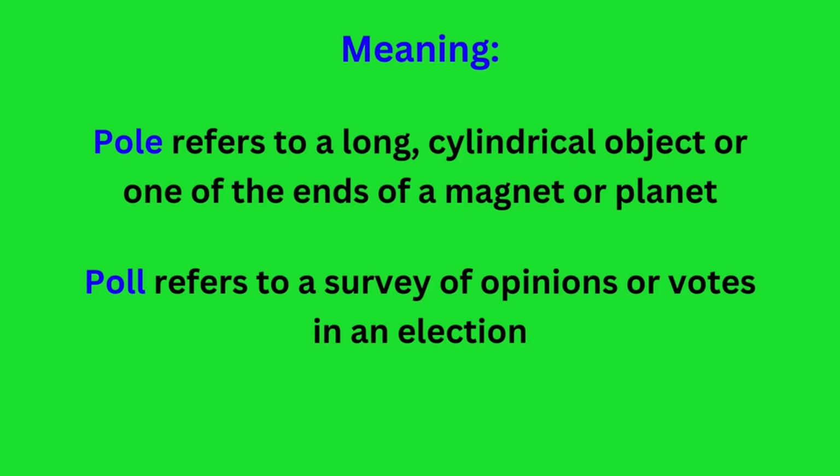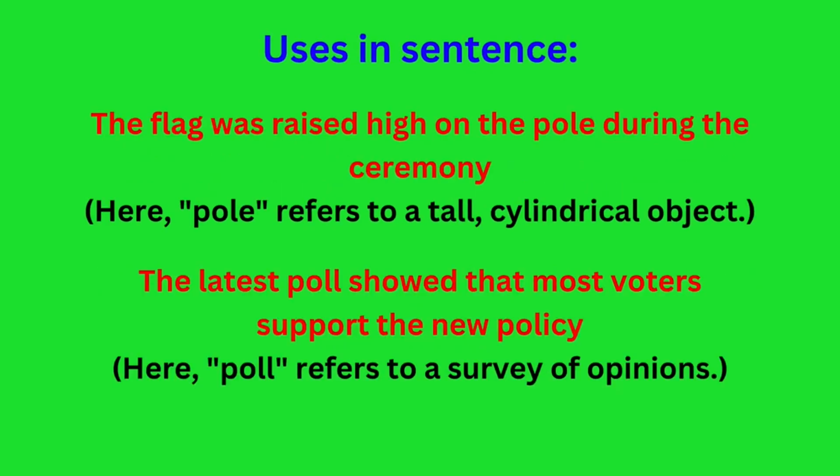Meaning: pole refers to a long cylindrical object, or one of the ends of a magnet or planet. Poll refers to a survey of opinions or votes in an election. In a sentence, the flag was raised high on the pole during the ceremony. Here, pole refers to a tall cylindrical object. The latest poll showed that most voters support the new policy.